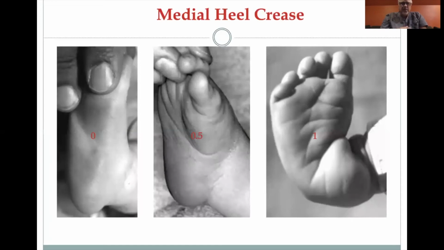Medial heel crease: no crease is a 0. A very superficial or shallow crease is 0.5. And then a deeper crevice, on the far right, is considered a 1.